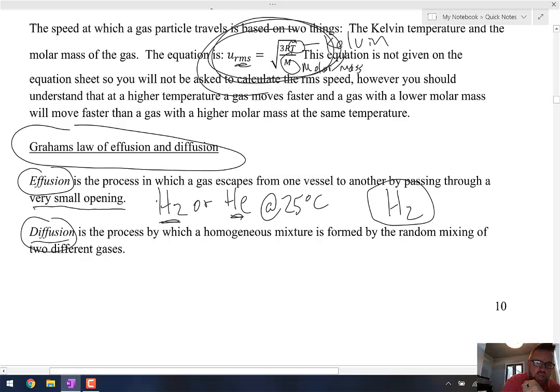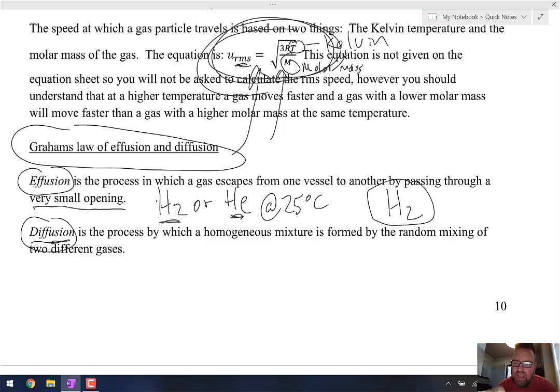Okay, diffusion, very similar, but diffusion is like you put on some cologne and the people close by you smell it, and then it slowly spreads out. Or put on some perfume, and everybody will eventually start to smell it. But as it spreads out, it becomes less and less concentrated. So diffusion is just a gas spreading out over time. And which one's going to diffuse the fastest? Same exact thing. It's based on the speed, the temperature, and the molar mass.